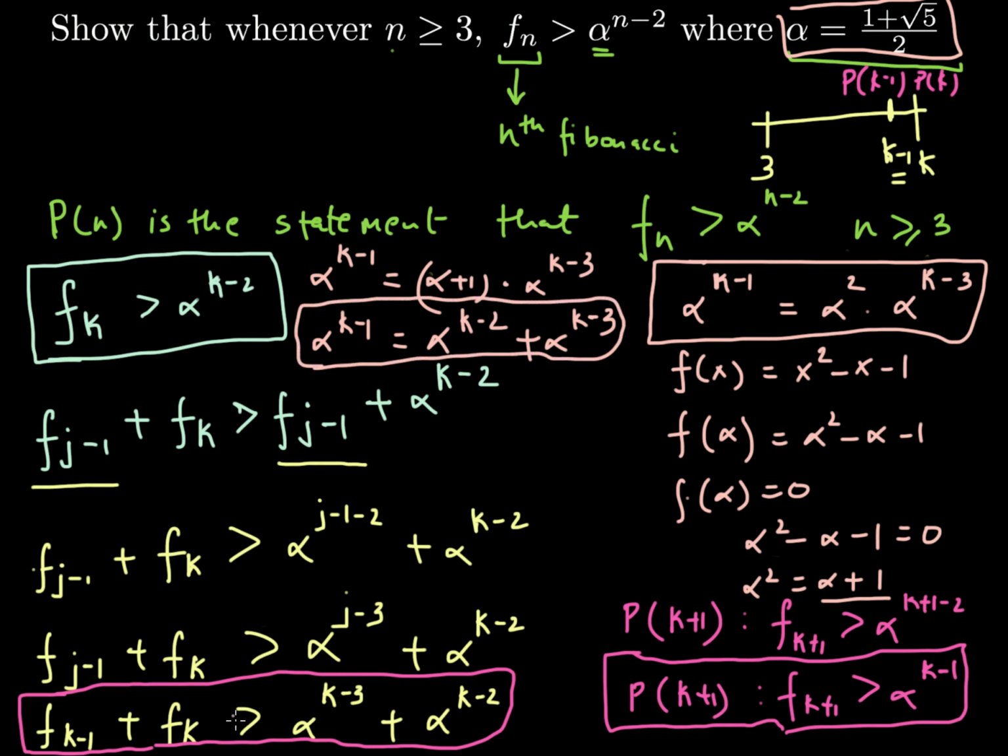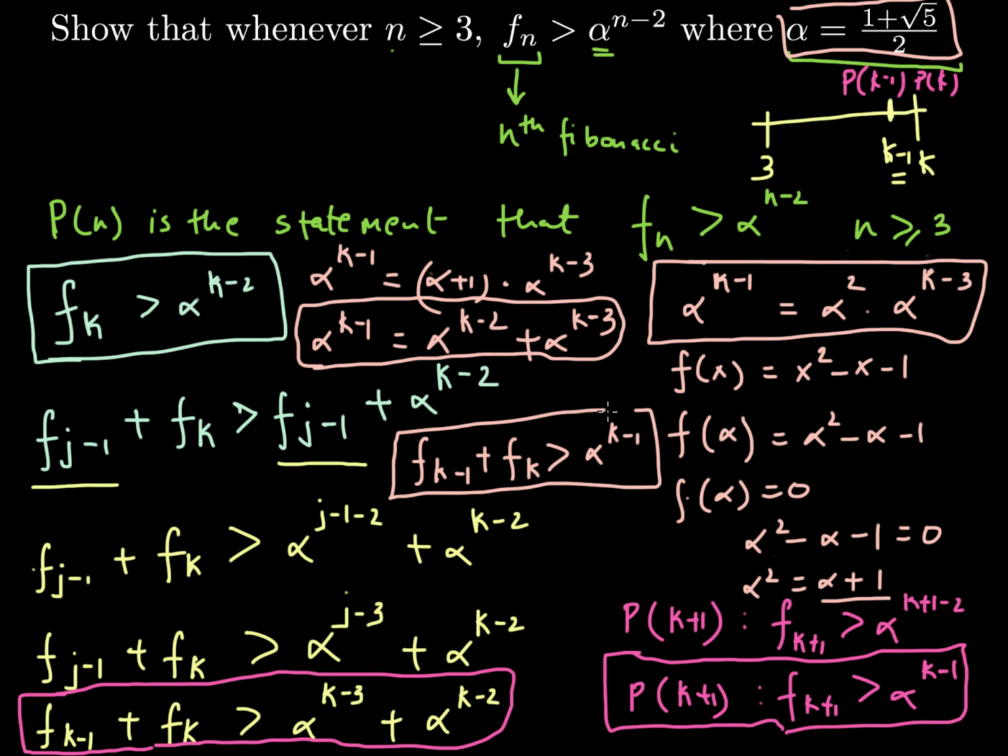Okay, so coming back to the spring box then, f of k minus 1 plus f of k is greater than alpha to the power of k minus 3 plus alpha to the power of k minus 2. I can take everything on the right hand side, which is alpha to the power of k minus 3 plus alpha to the power of k minus 2, and replace that with alpha to the power of k minus 1, which means this expression now becomes f of k minus 1 plus f of k is greater than alpha to the power of k minus 1.